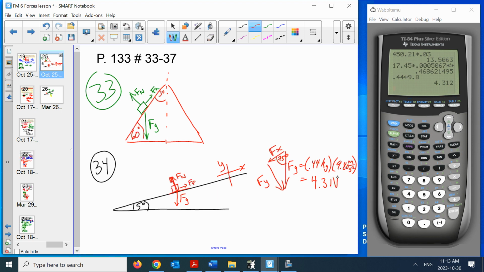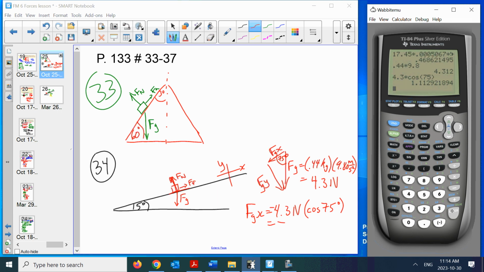Components then, the x-axis, weight force. The weight force in the x-axis is equal to the hypotenuse, 4.3 newtons. That involves the cosine. And I can see the way I've drawn my diagram, it's going to be negative, so I'm going to insert the negative sign. 4.3 times the cosine of 1.